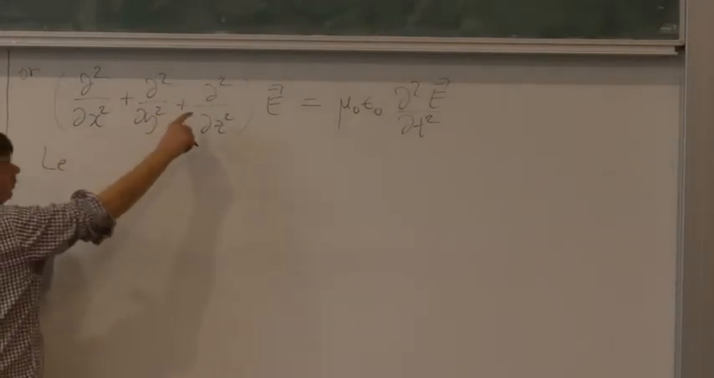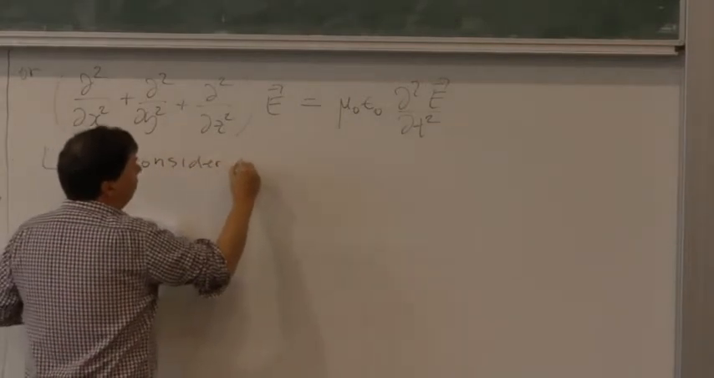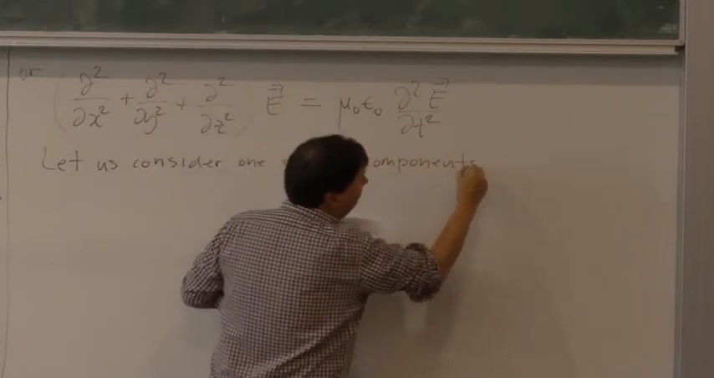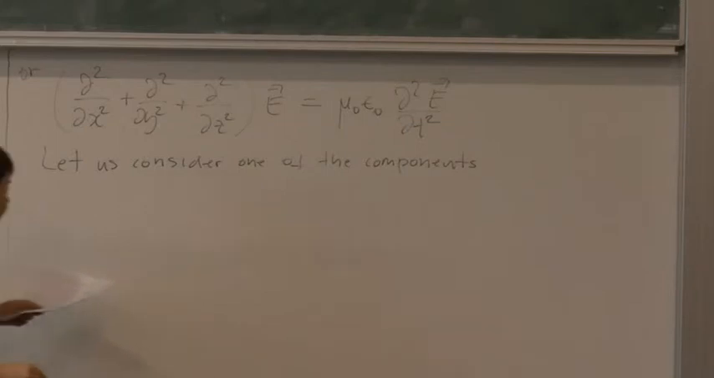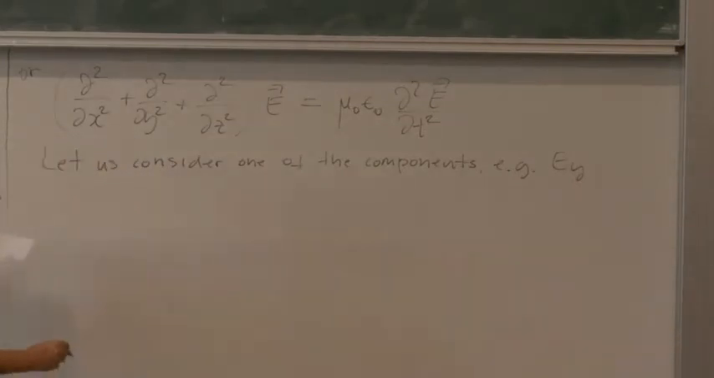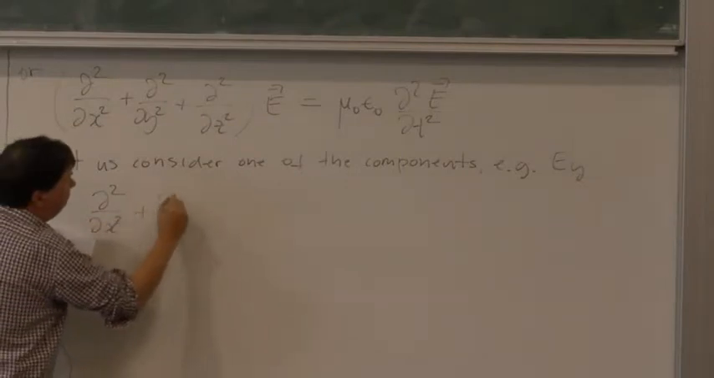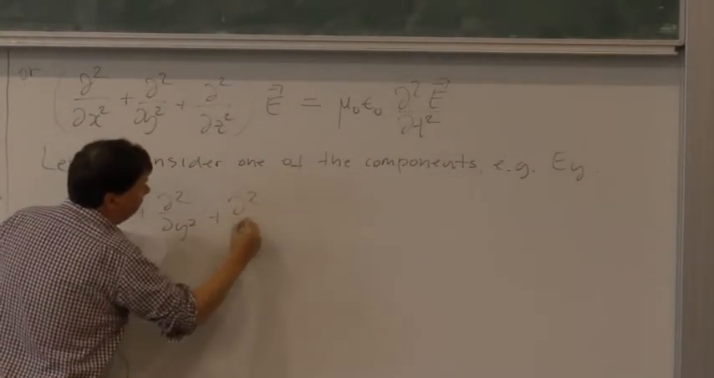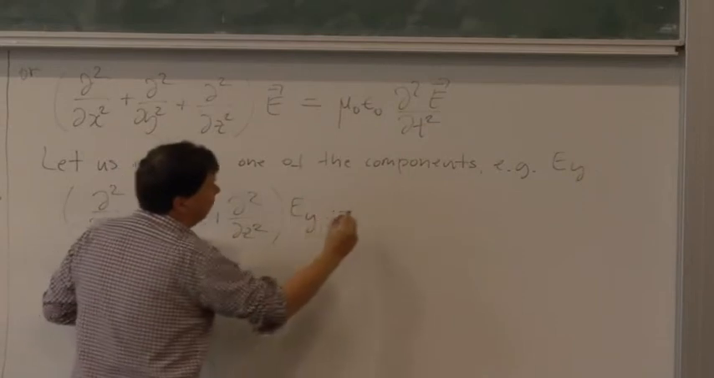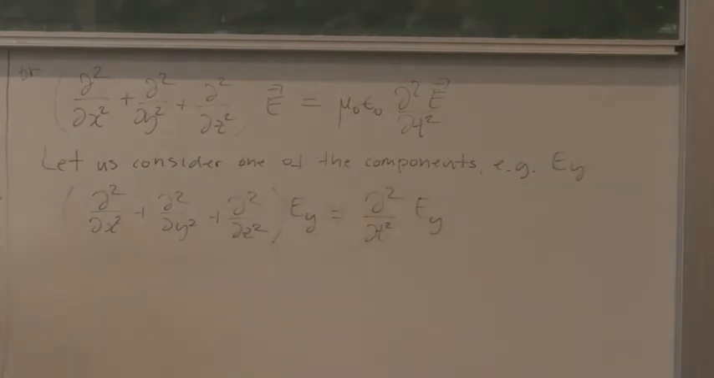So this is three equations compacted into one, and let us consider one of the components. And this will fit in with an alternative derivation that I'm going to give in the second half. Let us consider one of the components, and let's choose, for example, Ey. And then we get that the Laplacian operator, d2 by dx squared plus d2 by dy squared plus d2 by dz squared, applied to Ey, is equal to mu naught epsilon naught d2 by dt squared applied to Ey.